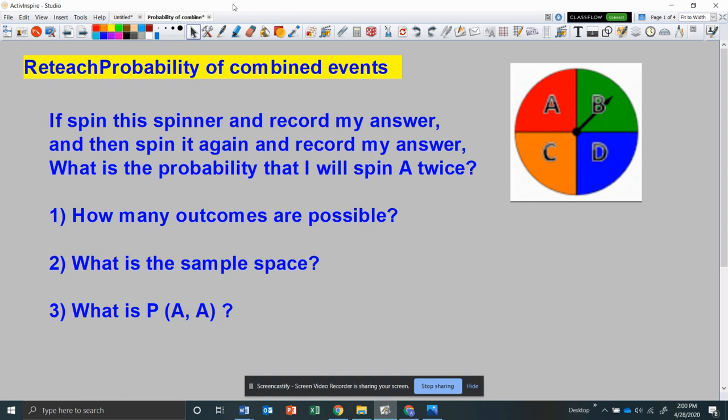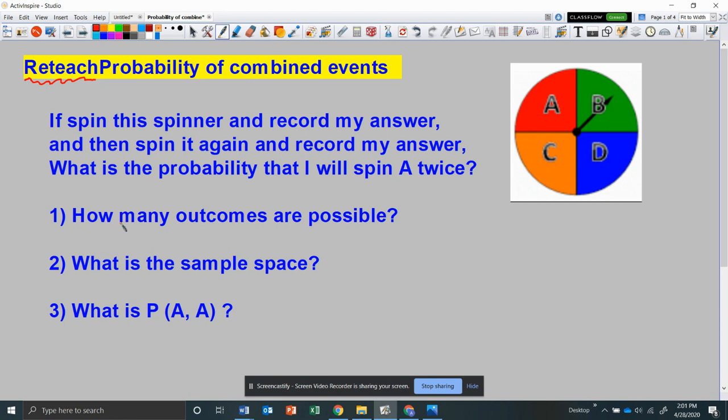Okay, guys, it seemed like there was some confusion on the probability of combined events, so I'm going to do a little reteaching review for today. So I've got this spinner, and I'm going to spin it once and record my answer, and then spin it again and record my answer. So I'm really spinning it twice. What's the probability that I will spin A twice?